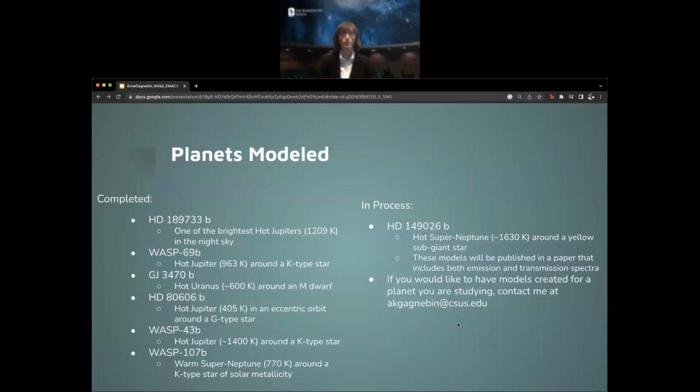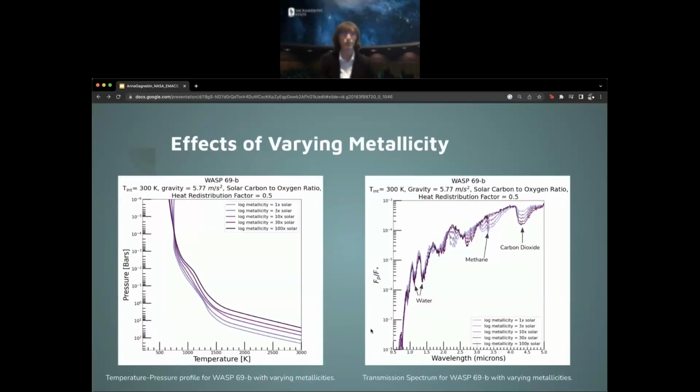One of the first planets that I modeled using this 150 model grid was WASP-69b, which is a hot Jupiter around a K-type star. So I'm going to have some plots for those. These really just show the effects of varying the different variables that I used.